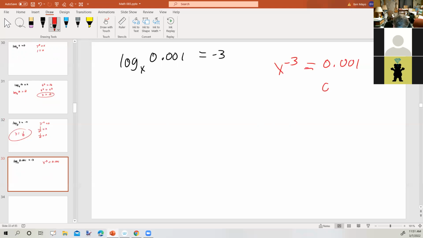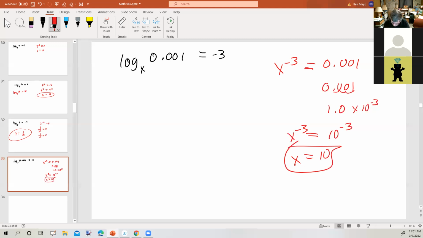Well, 0.001 would be 1.0 times what? Let's see. 10 to the -3 power. Wouldn't that be 1, 2, 3? But isn't 1.0 times 10 to the -3 power just 10 to the -3 power? So I could write the equation x to the -3 equals 10 to the -3, therefore x equals what? 10.